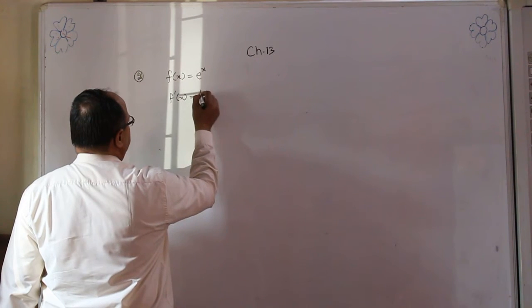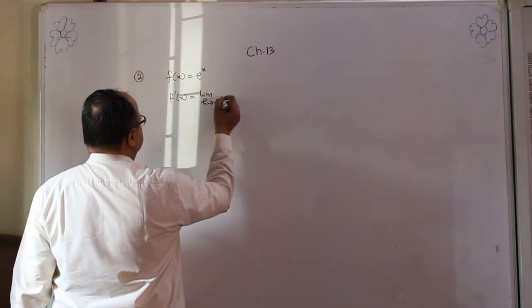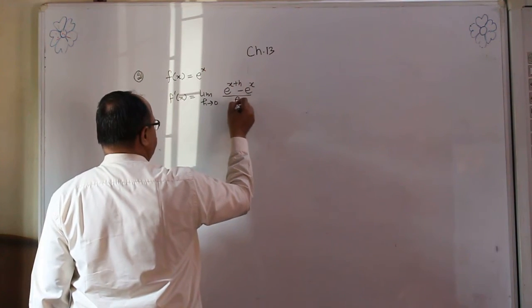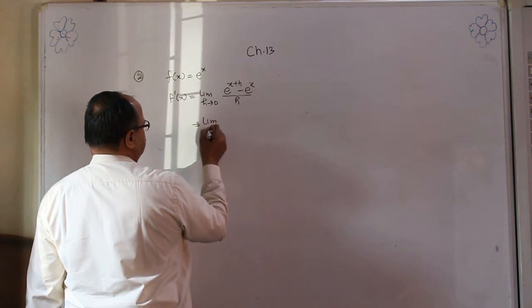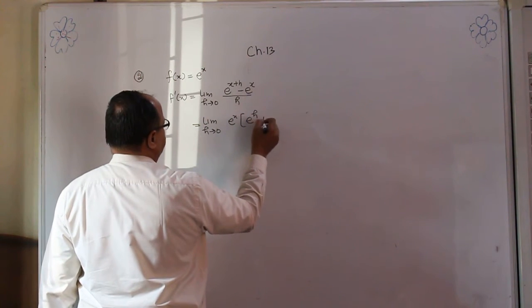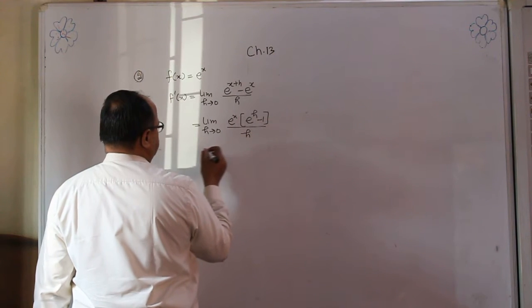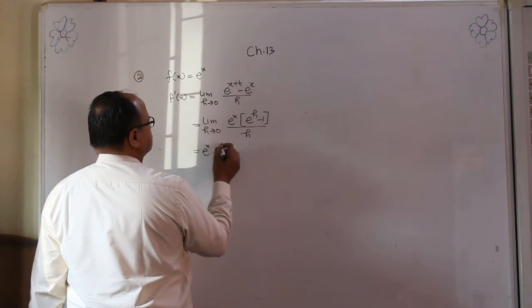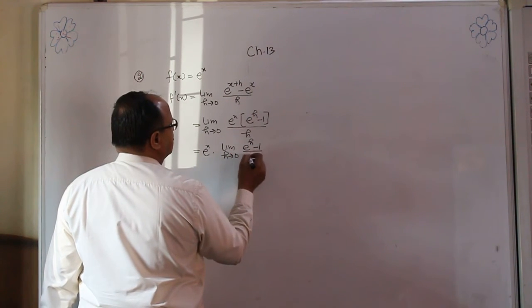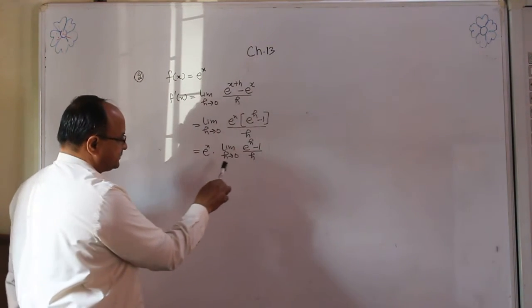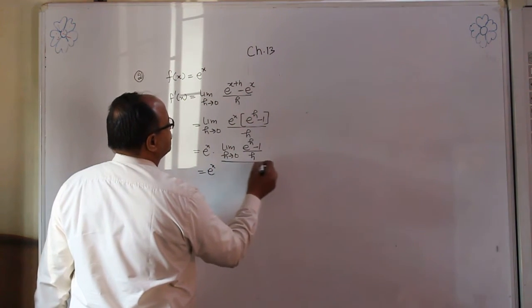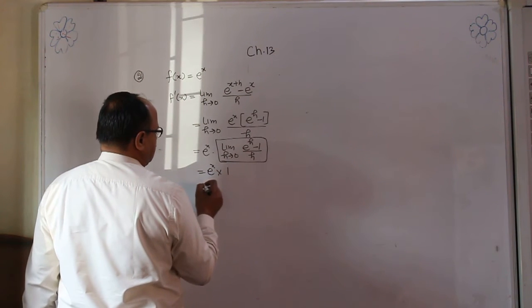f dash x, limit h approaches to 0, e to the power x plus h minus e to the power x divided by h. You can take common e to the power x, that is e to the power h minus 1 divided by h, with e to the power x outside. Limit h approaches to 0, e to the power h minus 1 upon h, this is the property of limit, that is equal to 1. So e to the power x is the answer.